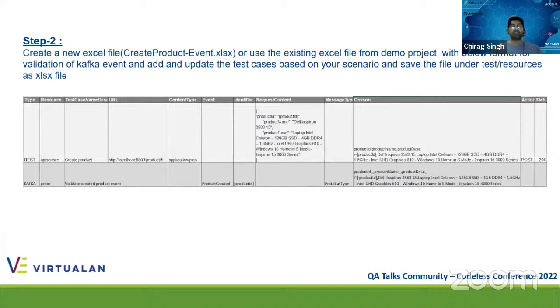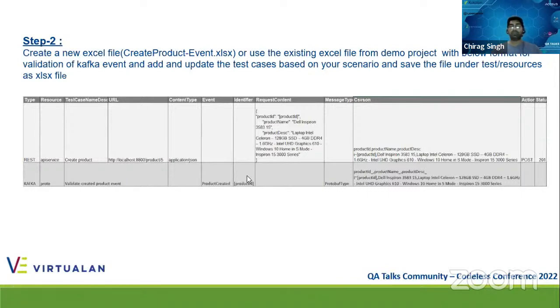Second is how we can create test cases in the Excel file. I will show you when I show the code, so currently I will skip. This is just a brief introduction. There are multiple columns you can see here, and there is a type. Here is a Kafka type. Here REST is creating a product, and by using the Kafka type I'm validating the Kafka message. The resource is a proto, so my resource is a proto and the message type is protobuf.